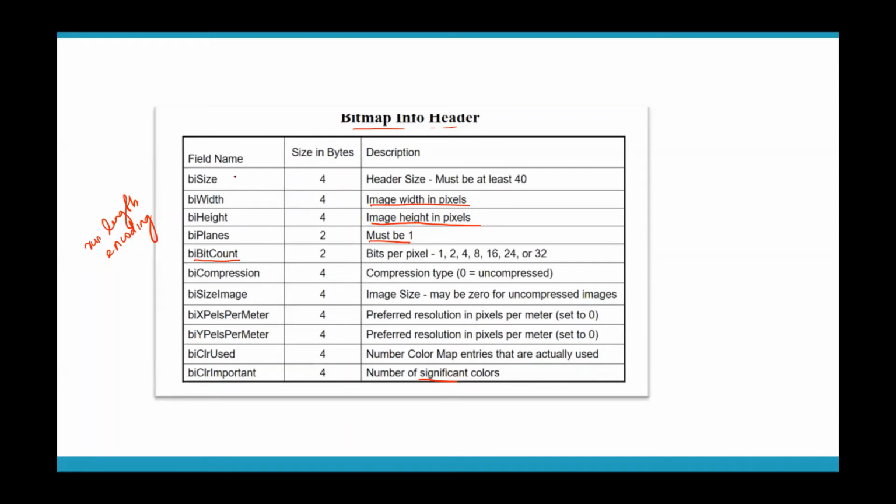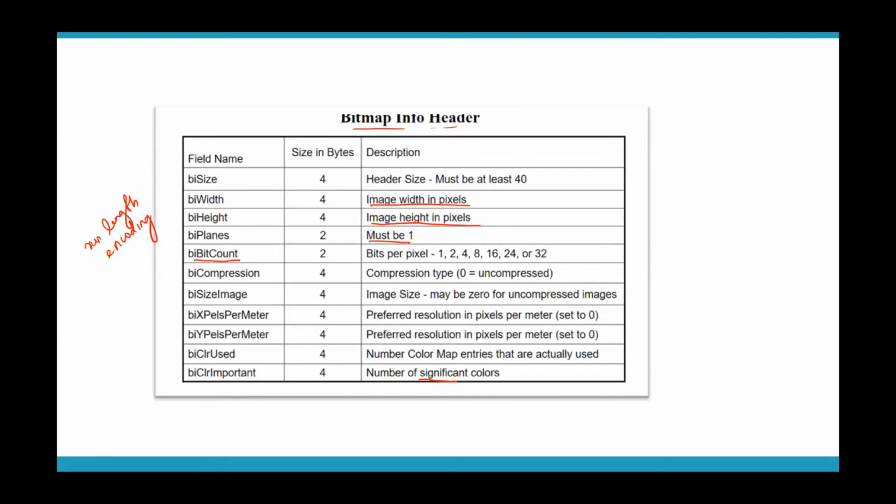So this information header, as you can see, has a lot more information about the dimensions of the image, about the compression, that is whether compression has been applied or not, and about the resolution of the image, and a little information about the color map entries, that is the number of colors that has been utilized in this image, and how many significant colors you have used in this image.